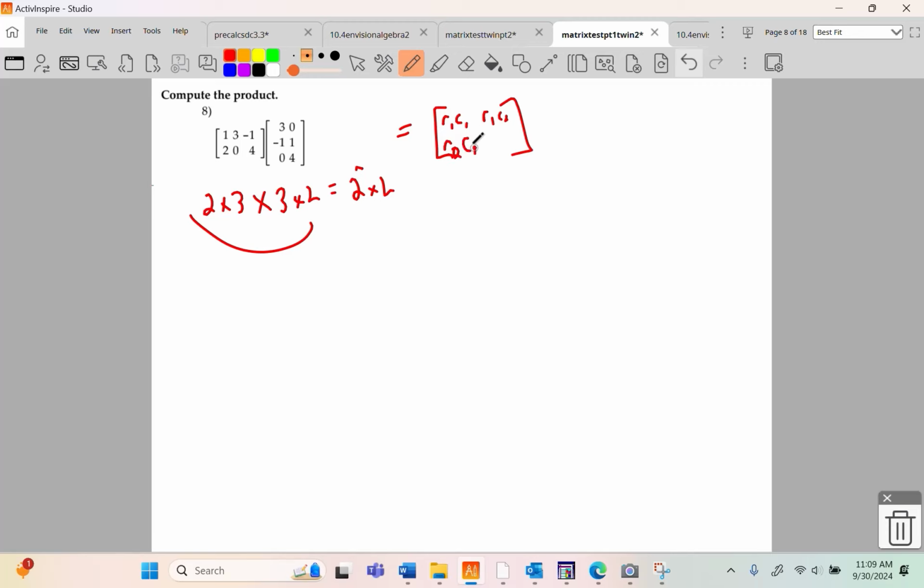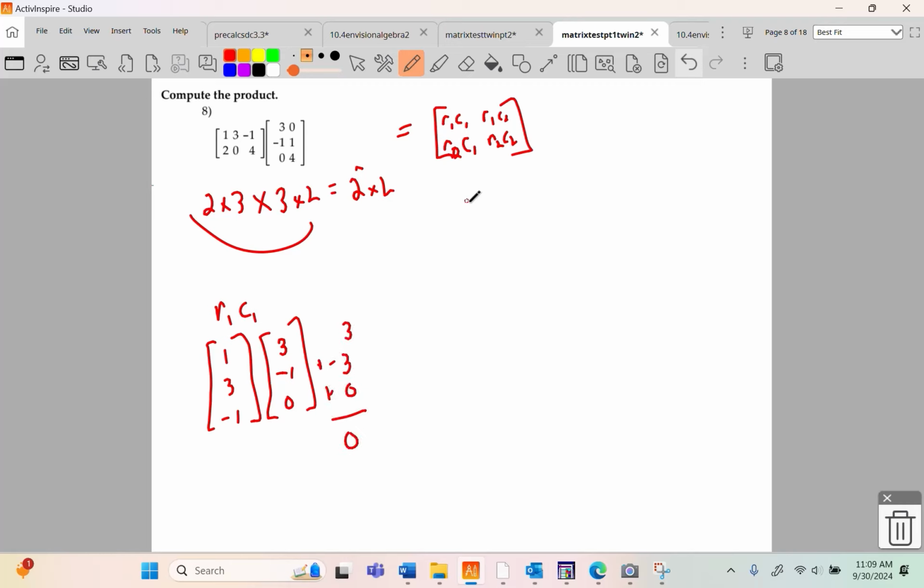Row 2, column 1. So let's go through and do our stuff. Row 1, column 1: 1, 3, -1. Remember to turn it vertical. 3, -1, 0. Now we're going to do this dot product. Multiply across and add down. We'll have a 0. Nice.